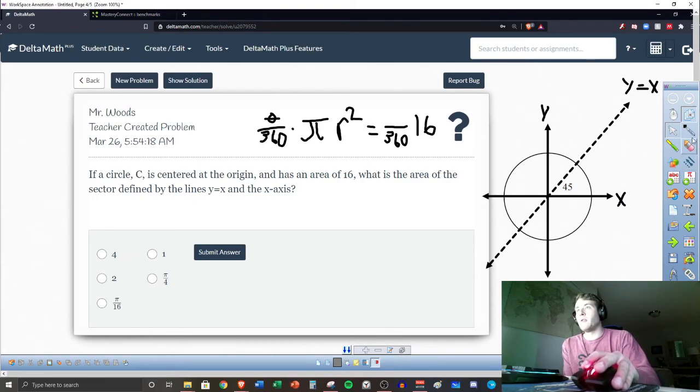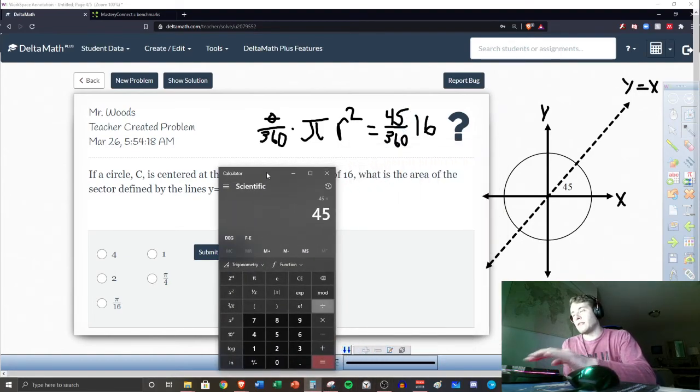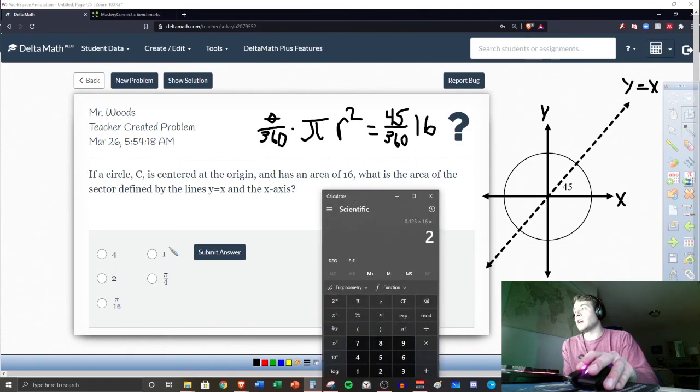So in our formula, when we write this up, I'm going to put 45 here. So we pull up the calculator and we get 45 divided by 360, and we want to multiply that by 16. So we get an area of 2.